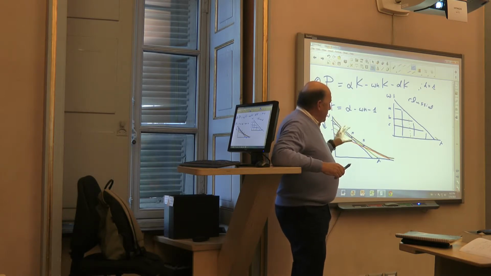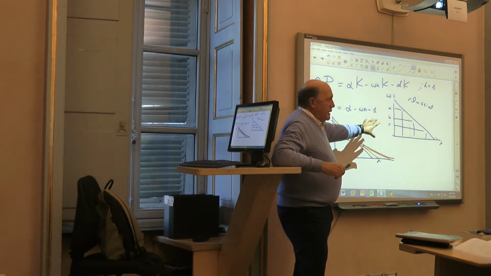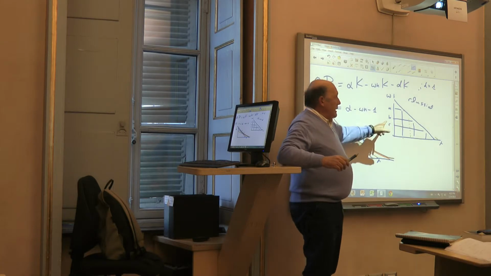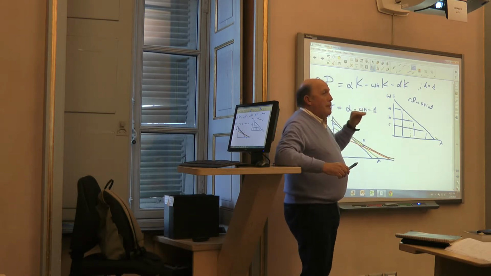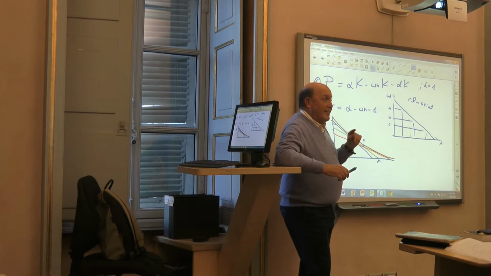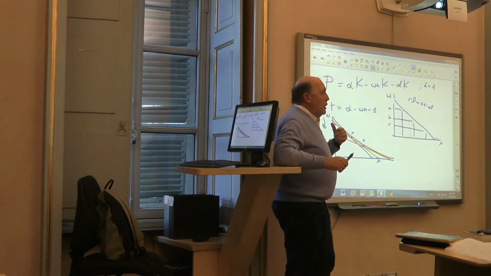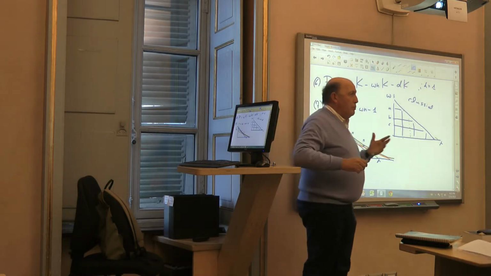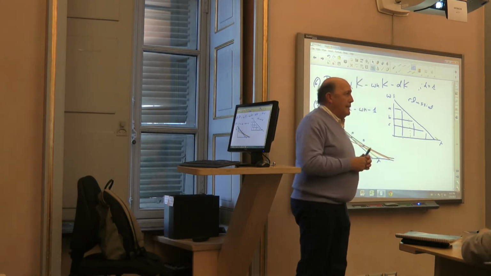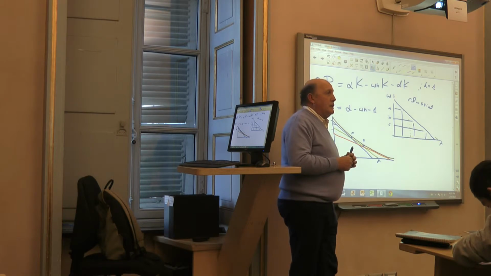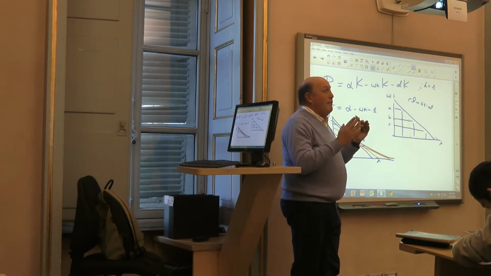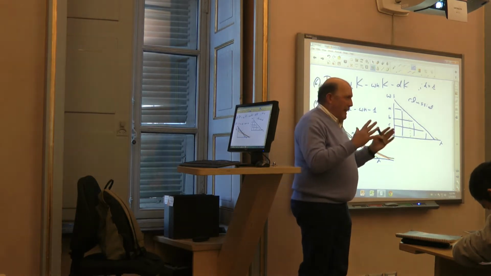But the importance of that is that in the classical case, distribution does not depend upon prices. This is the important thing. The distribution of output between wages, profits, and rent is not connected to prices. It's independent from value. So value and prices are the same.